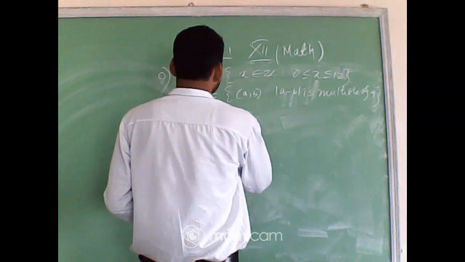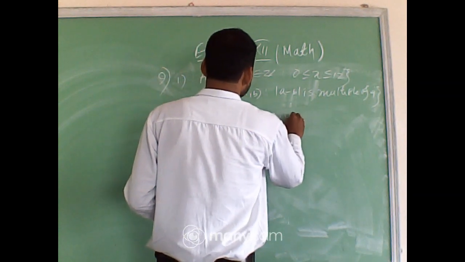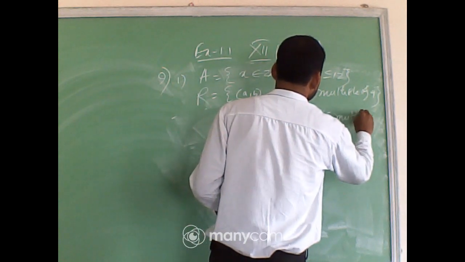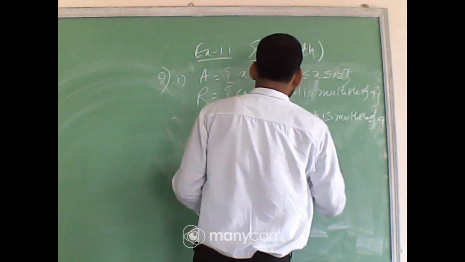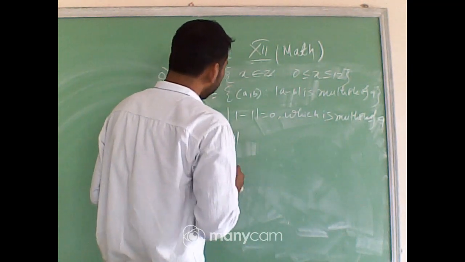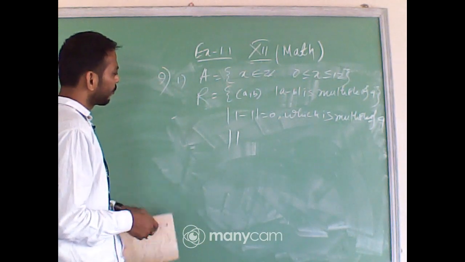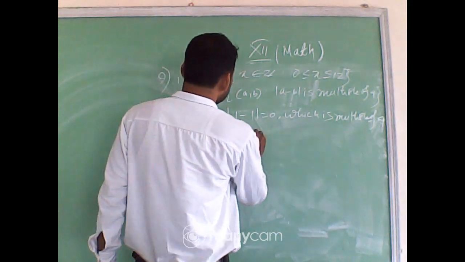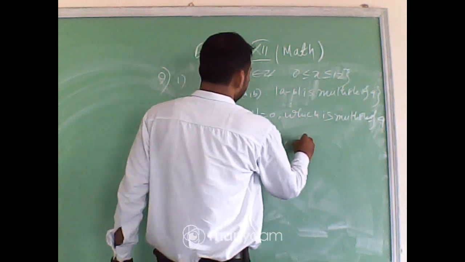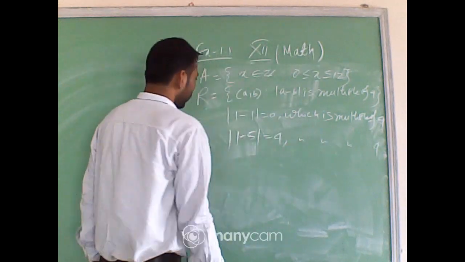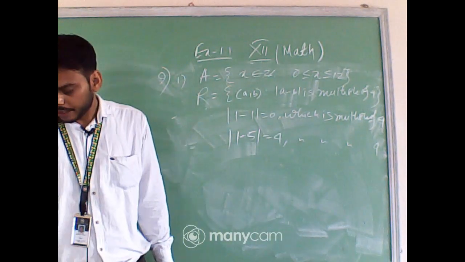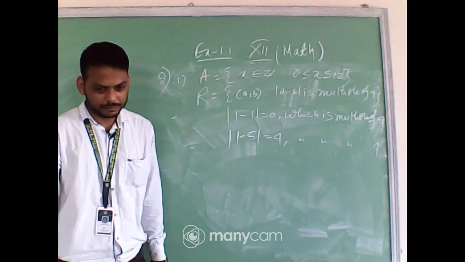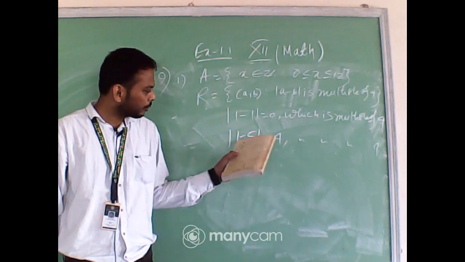Here, mod of 1 minus 1 is 0, which is a multiple of 4. Mod of 1 minus 2 is not a multiple of 4. 1 minus 3 is not a multiple of 4. 1 minus 4 is not a multiple of 4. 1 minus 5 is a multiple of 4, isn't it? And we have got up to this one, 1 and 5.